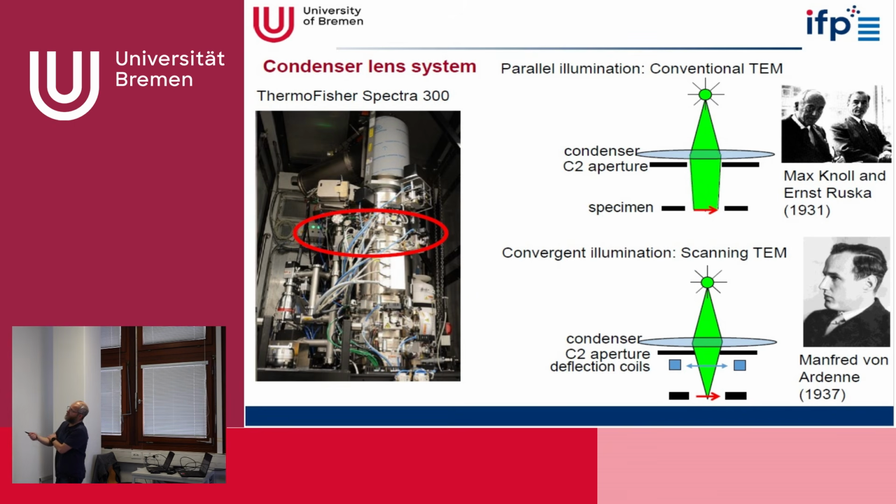There's a second mode, which is called scanning transmission electron microscopy. Here we have a convergent illumination. That means we focus the beam to a very fine probe, as small as possible, and then we can scan this electron probe over the specimen using deflection coils. This mode was invented by Manfred von Ardenne in 1937.